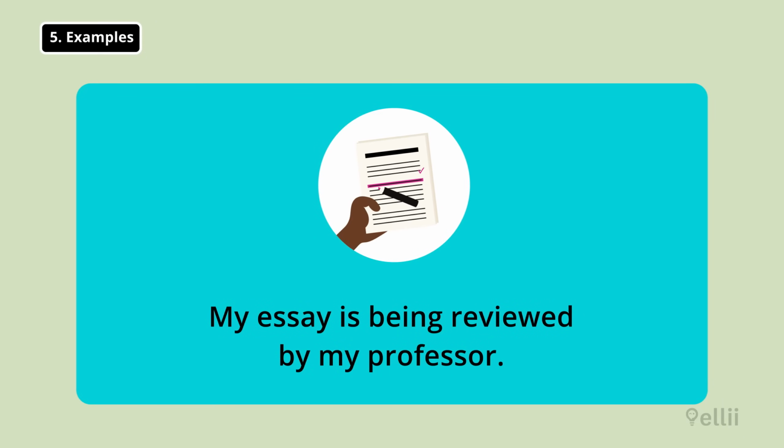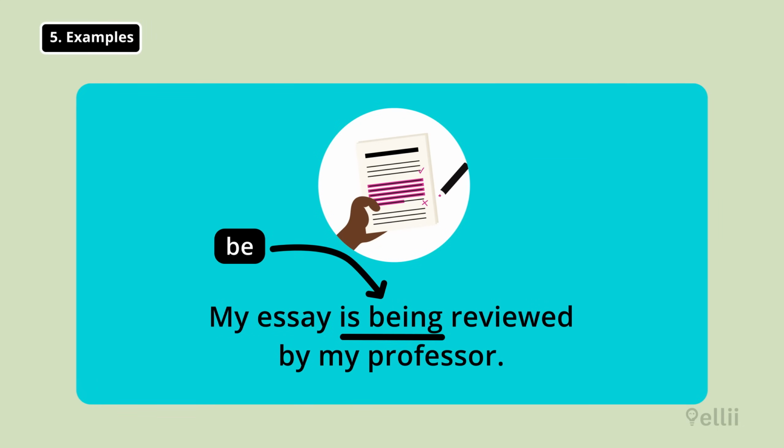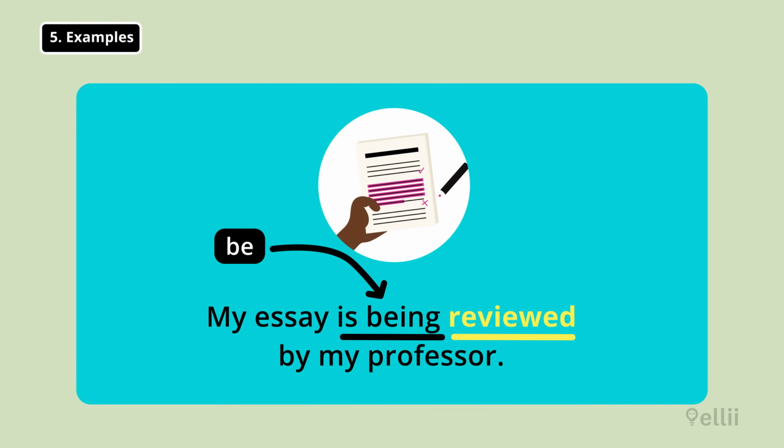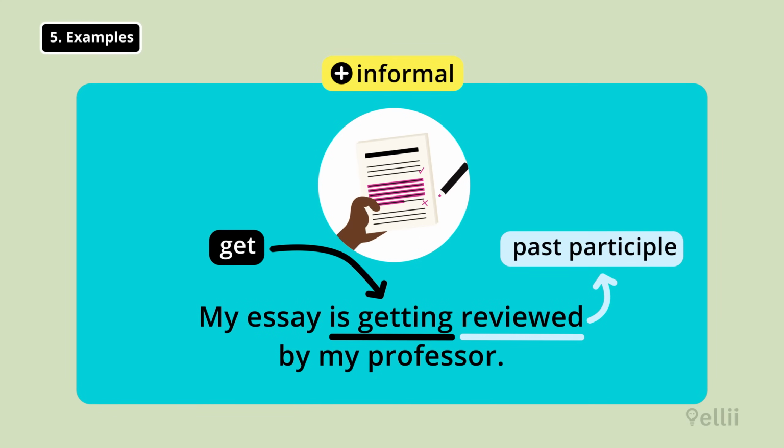My essay is being reviewed by my professor. This is an example of a passive sentence in the present progressive tense. Be becomes is being, and reviewed is the past participle. Did you remember that we can make this more informal by using get instead of be? We could also say, my essay is getting reviewed by my professor.